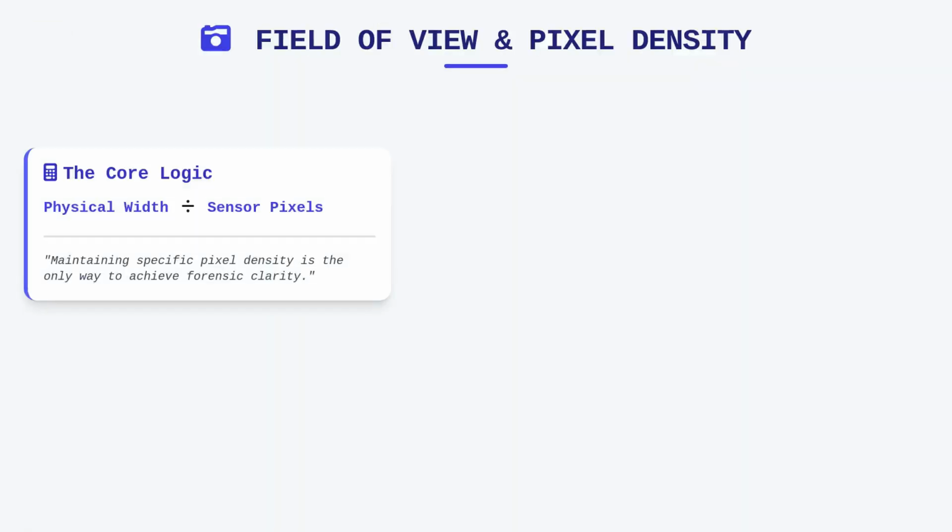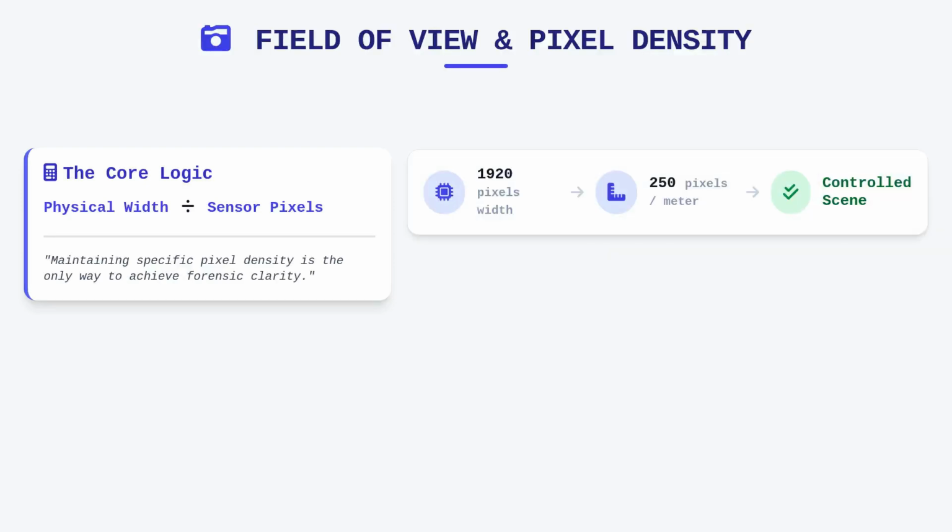When we analyze the field of view, we essentially divide the physical width of the target area by the number of pixels available from the camera sensor. If you have a sensor providing 1,920 pixels in width and you need 250 pixels per meter for identification, the maximum width of your scene must be strictly controlled to maintain that density across the entire field.